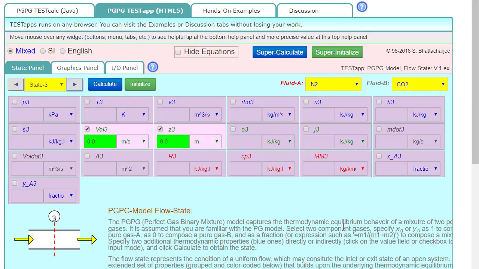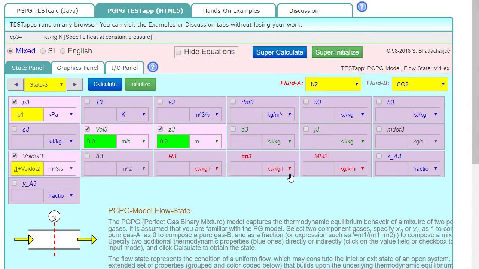Right, and state 3 is going to be our mixture. So P3 is going to be the same as P1 and P2 since they were the same. The volumetric flow rate is going to be a combination of the two since it's an additive property. So vol.1 plus vol.2. Same with the m dot.